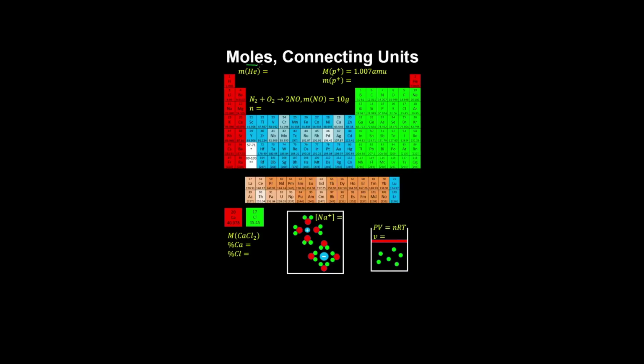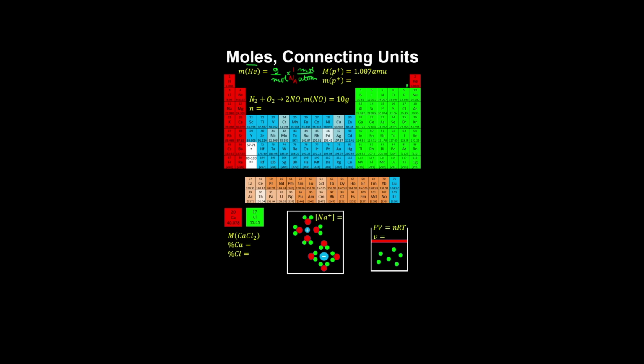The unit of moles can be used to connect the other units in chemistry. So for example, if I want to find the mass of a helium atom, well, we just read the molar mass from a periodic table, which is in grams per mole, and then we multiply this by moles per atom to cancel out the mole. And 1 mole is 6.022 by 10 to the 23 atoms in this context using Avogadro's number.